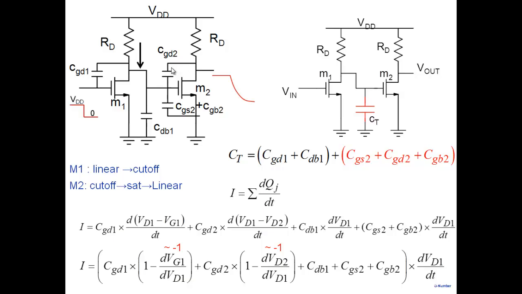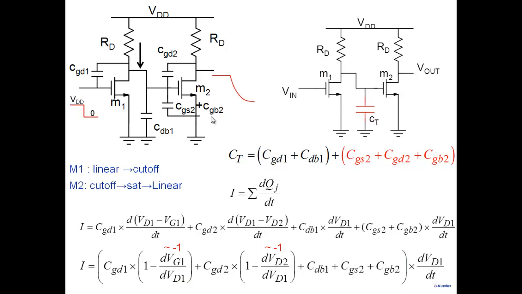But of course, things are more complicated. On an average, you can write this as maybe 2 CGD1 and 2 CGD2. And then CDB1, CGS2, CGB2 remain as they are. But the other complication is that each one of them is changing with voltage. CGS2 is changing with voltage. Why? Because M2 goes from cutoff to saturation to linear. In cutoff, CGS2 is something else. In saturation it is something else. In linear, it's something else. So each one of them is changing, and things are more complicated.